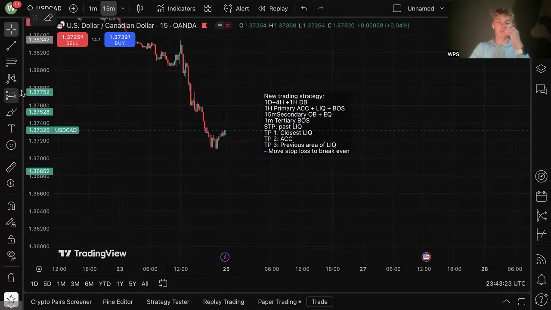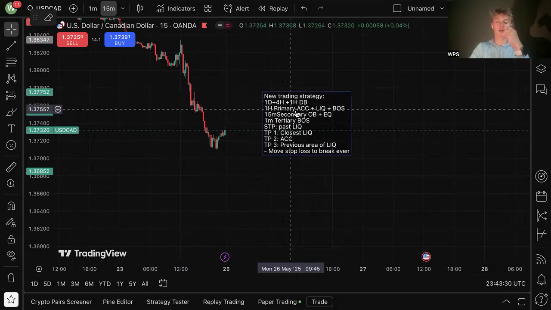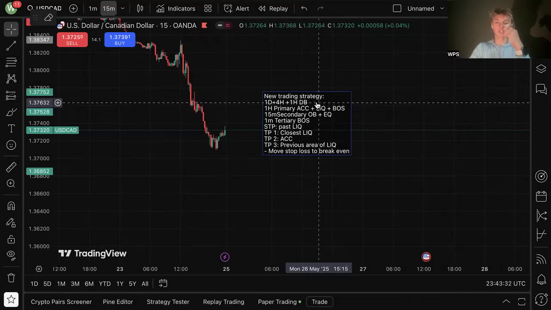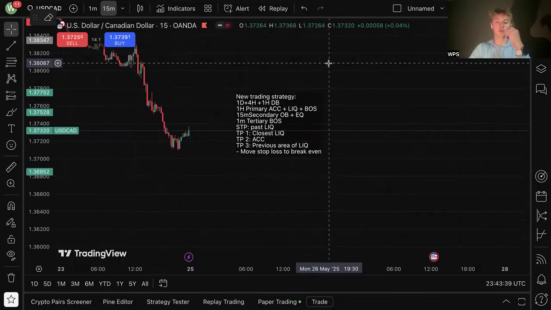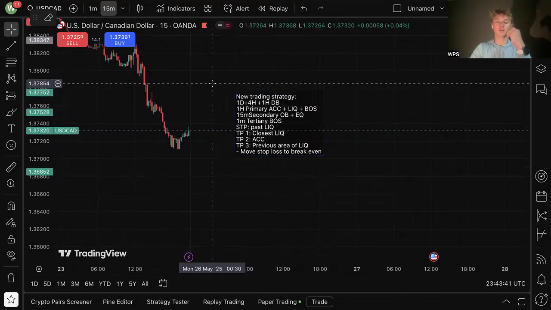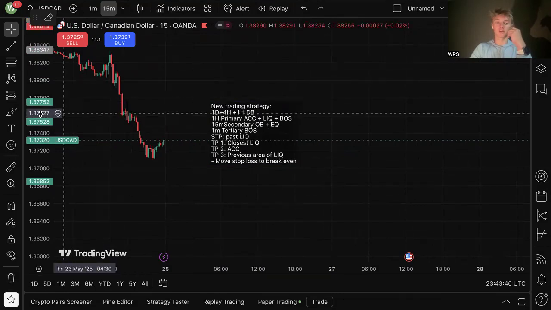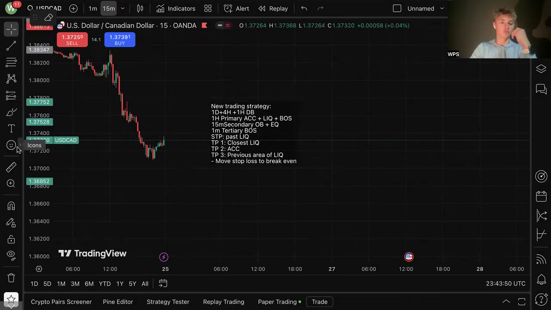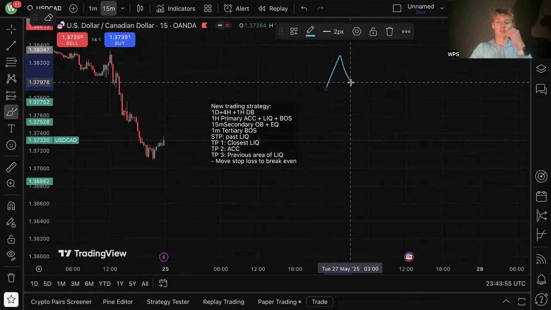So what I'll be doing is, as before, looking for daily bias on the daily, 4 hour and 1 hour. And if I have a confirmed daily bias in all three of those directions, then I'll jump into a trade. I'll go into the 1 hour and then look for an accumulation area plus a liquidity sweep with a break of structure to the downside.